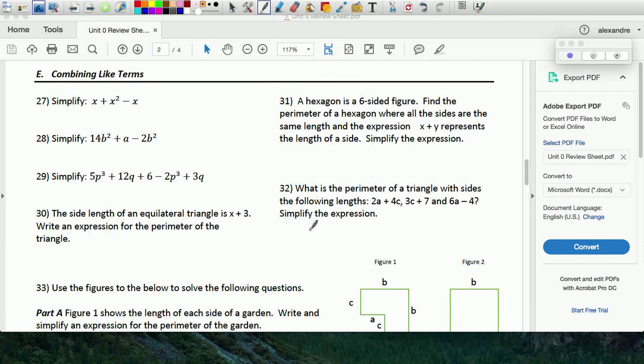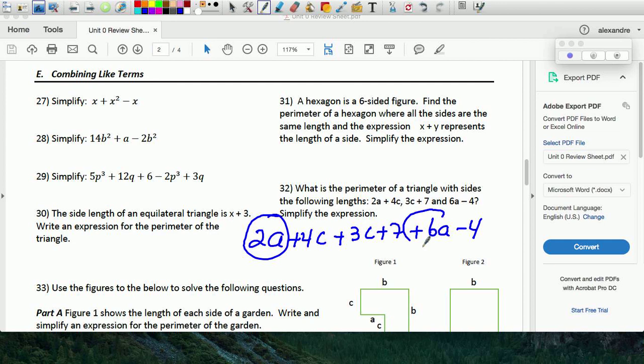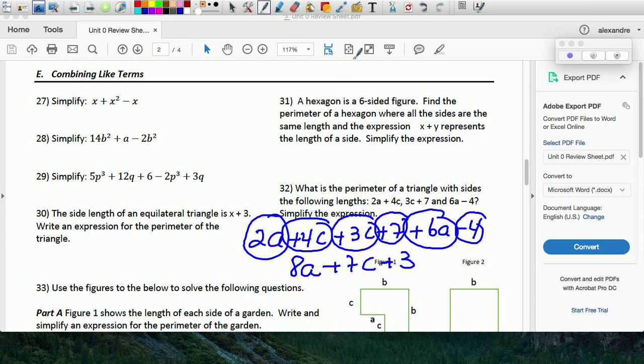Perimeter again. So 2a is a triangle, that's one side, plus 3c plus 7 plus 6a minus 4. So again, this a and this a are like terms. So 2a plus 6a is 8a. 4c plus 3c, so we're adding these two, right? 4 plus 3 is plus 7c. And the last one, careful, is plus 7 minus 4, and 7 minus 4 would be plus 3. So your final answer is 8a plus 7c plus 3.